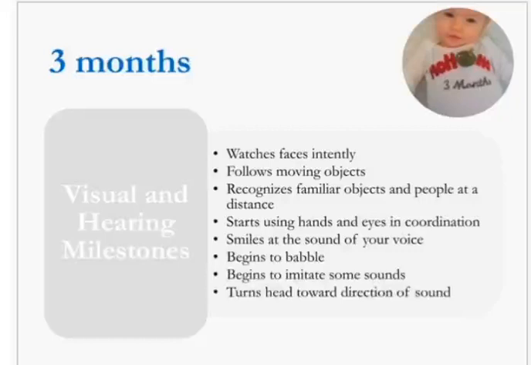Visual and hearing milestones: watches faces intently, follows moving objects, recognizes familiar objects and people at a distance, starts using the hands and eyes in coordination, smiles at the sound of your voice, begins to babble, begins to imitate some sounds, turns the head toward the direction of a sound.